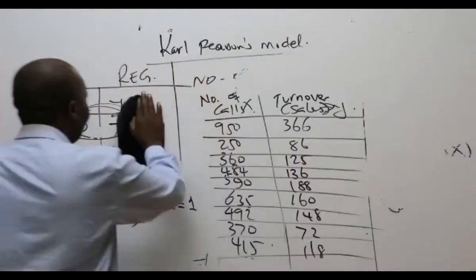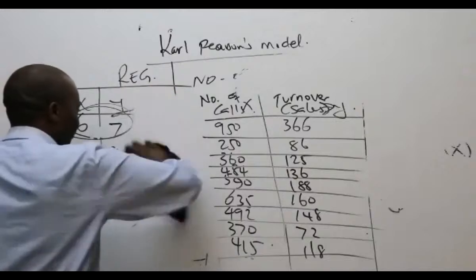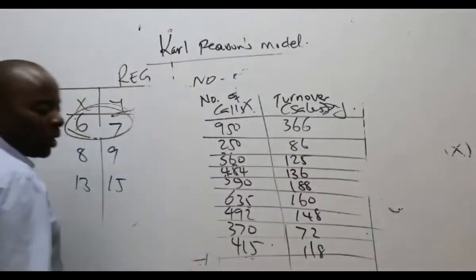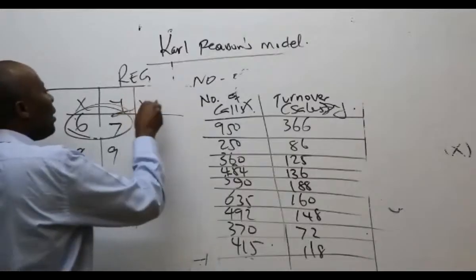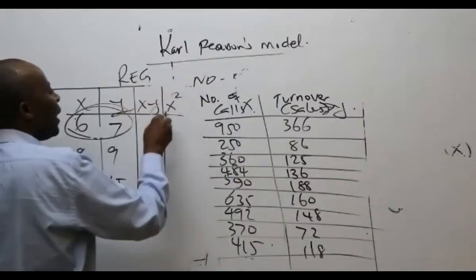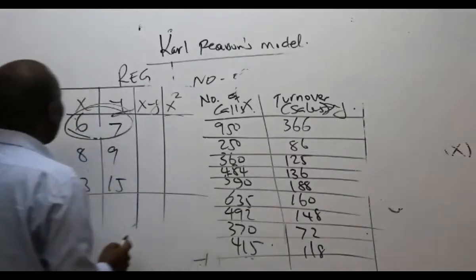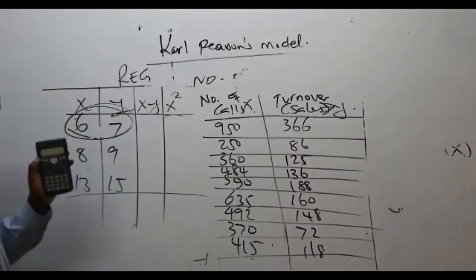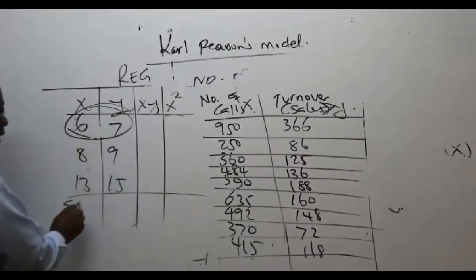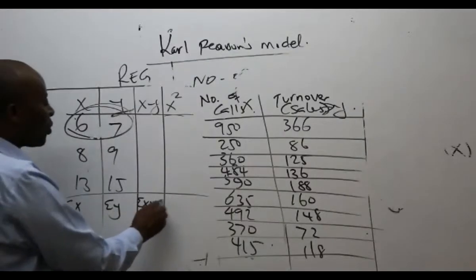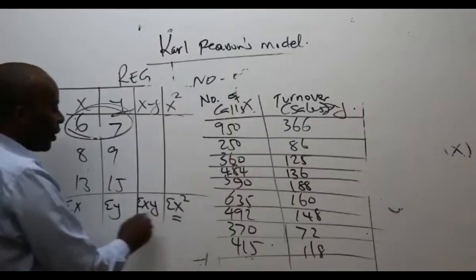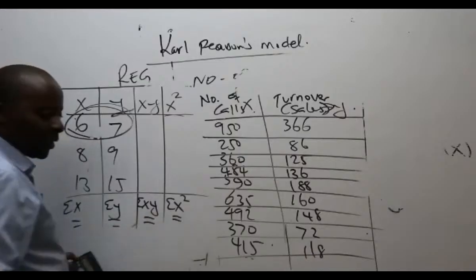you're using this algorithm. There are 2 columns here which are very important for us. In regression, we have XY and then we have X squared. So, ladies and gentlemen, on this calculator, you create a column: you write down sum of X, sum of Y, sum of XY, sum of X squared, and you say equals, like that.